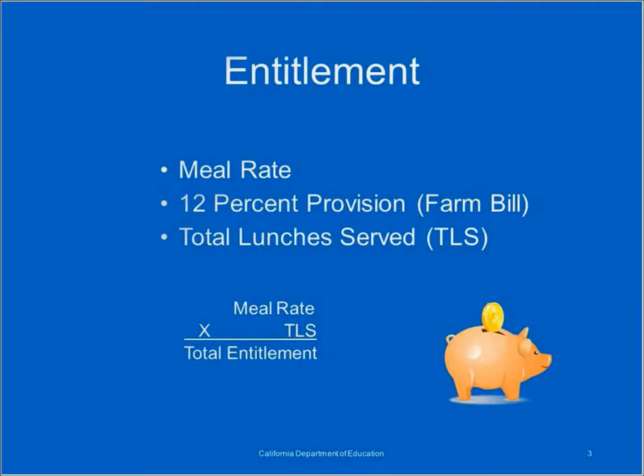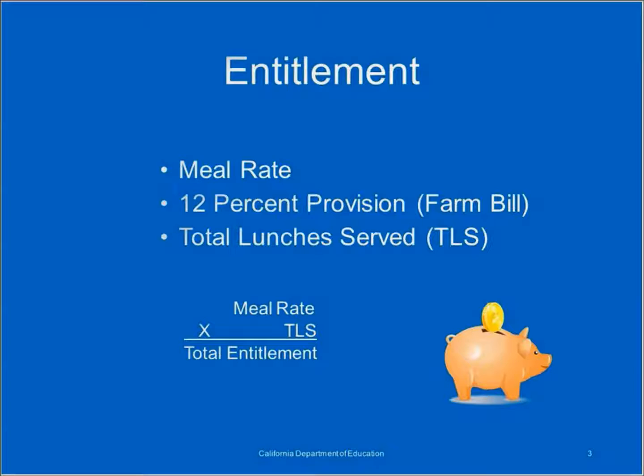Entitlement is fairly distributed to each agency based on the total number of lunches served from July to June of the prior year. An agency's individual entitlement is calculated by multiplying their total lunches served by the meal rate established annually by the USDA. The meal rate for the 2015-16 school year was published in the Federal Register in July as 23 3/4 cents and is based on the Consumer Price Index for food.